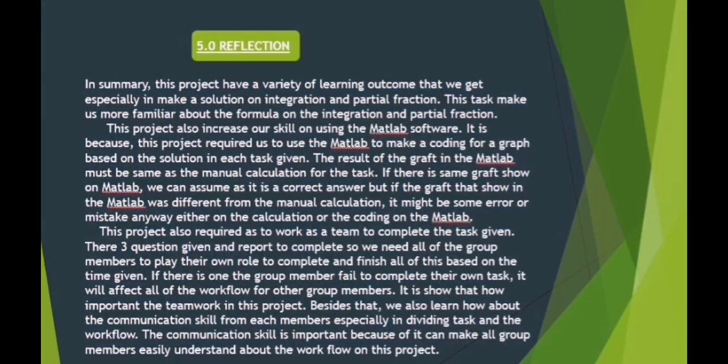And partial fraction. This project also increased our skill in using the MATLAB software. It is because this project requires us to use MATLAB to make coding for the program based on the solution in each task given.